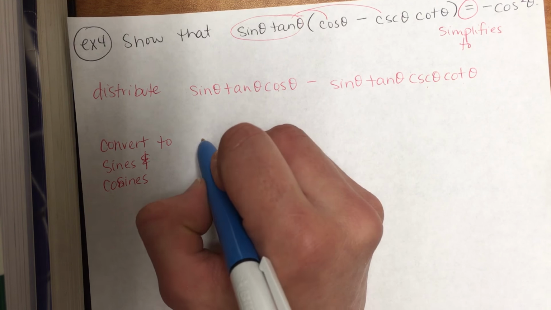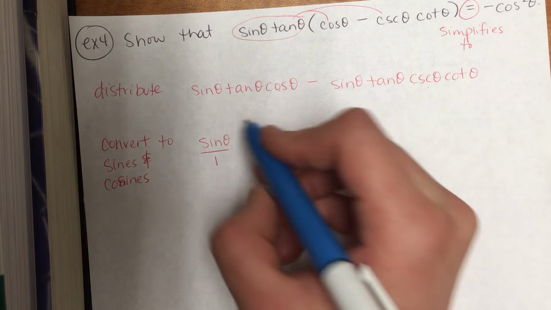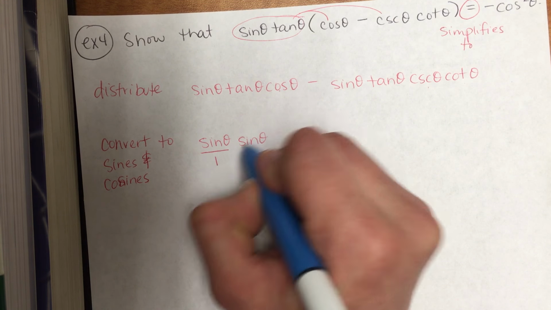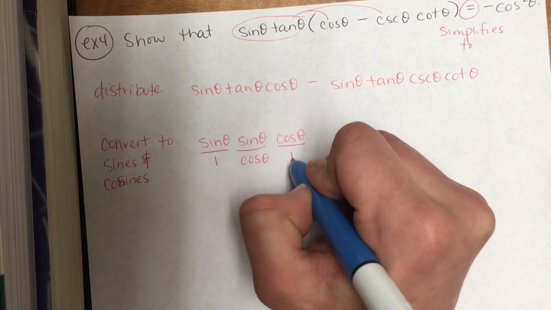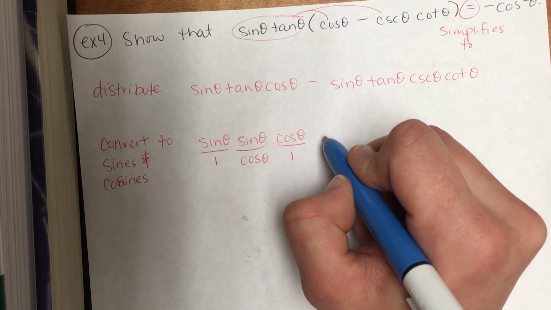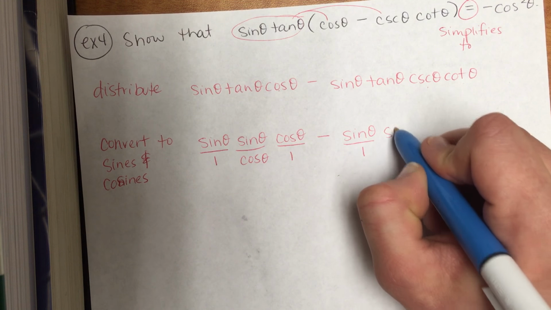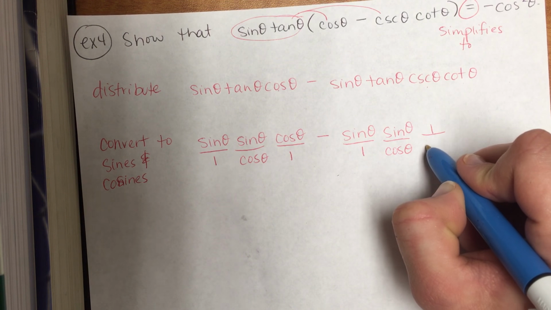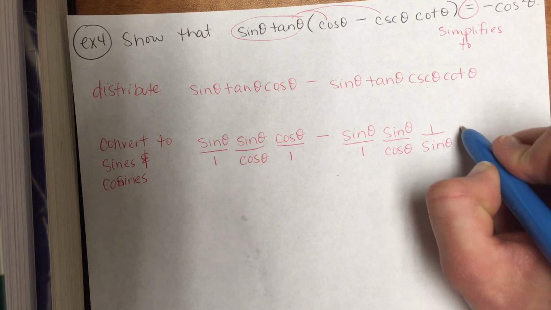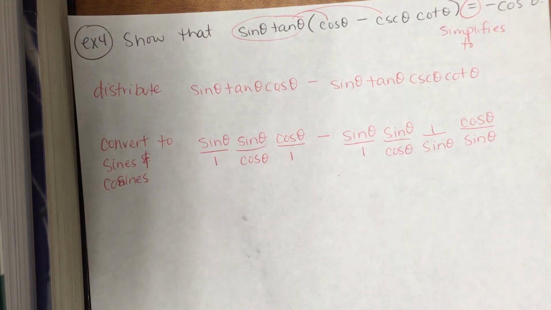So if I convert this to sines and cosines, my sine just stays as sine. You can write it over 1 if you want. Tangent's going to now be sine theta over cosine theta. Cosine stays like it is. I can write it over 1. For my second piece, sine theta can be written over 1. Tan theta is sine over cosine theta. Cosecant is 1 over sine theta. And cotangent is cosine theta over sine theta.